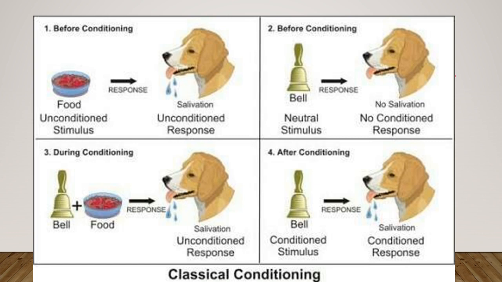In the picture you can see number 1, before conditioning. The food is the unconditioned stimulus and the response, salivation, is the unconditioned response. Before conditioning, number 2, the bell is a neutral stimulus, and there is no salivation, which means no conditioned response. In number 3, during conditioning, the bell plus food leads to salivation, which means that neutral stimulus plus unconditioned stimulus produces a response. So when the neutral stimulus is paired with the unconditioned stimulus, it will come to produce a conditioned response. In number 4, after conditioning, the bell is serving as the conditioned stimulus, and it is producing the conditioned response, which is salivation.